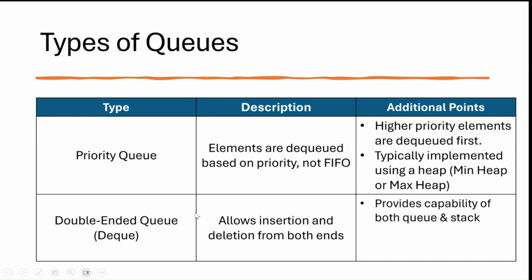A double-ended queue basically allows insertion and deletion from both ends, so it provides the capability of both a queue and a stack. We'll cover both of these queue types in detail in another video.